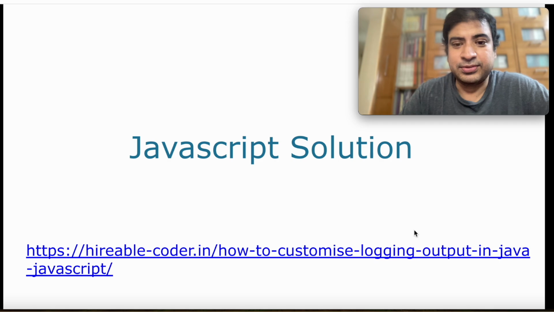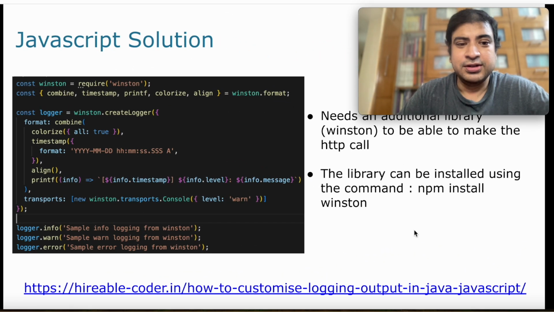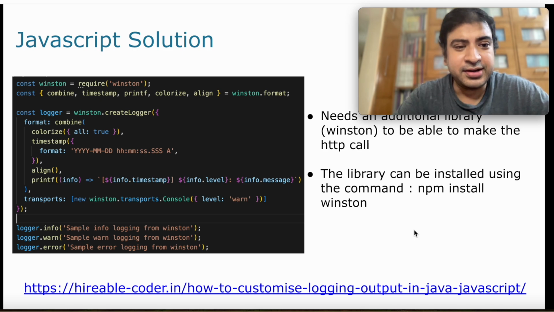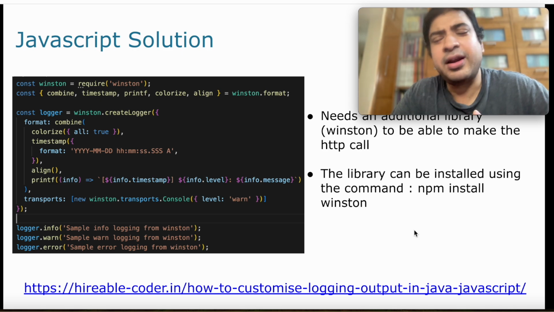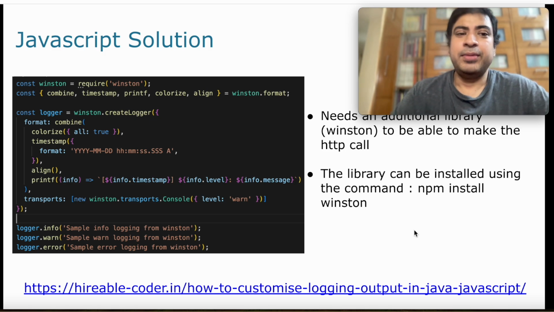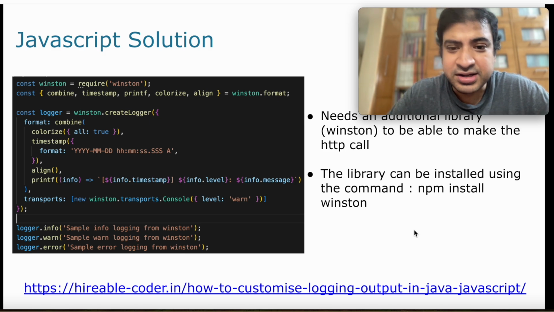First we will go through the JavaScript solution because it is lightweight. On the left hand side you can see the JavaScript solution. In JavaScript there are many libraries, but Winston is one of the most widely used libraries on the JavaScript side for this kind of custom logging.